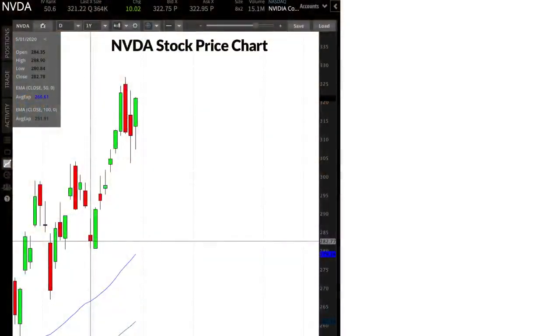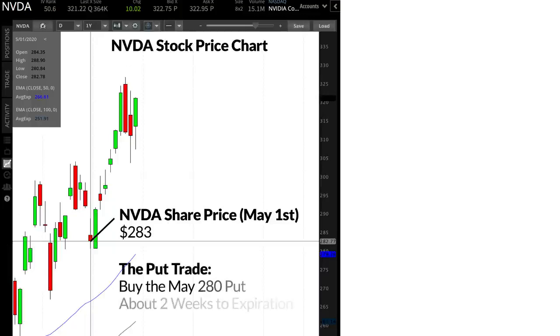And for this example, we're going to look at a put option trade in NVIDIA. And obviously this trade is going to lose money, because who is buying puts in NVIDIA? Who is betting against NVIDIA? Come on, man. On May 1st, NVIDIA's share price closed at $283 in the middle of a pretty vicious sell-off. So let's say a trader thought that the downside would continue in NVIDIA, huge mistake, and they went and bought the 280 put option in the May expiration cycle with NVIDIA shares at 283.